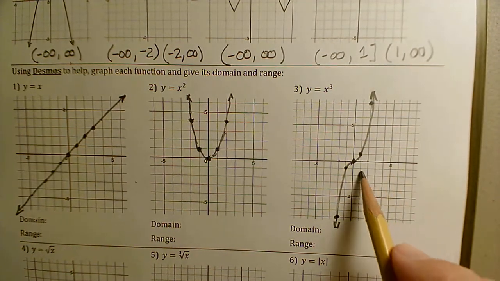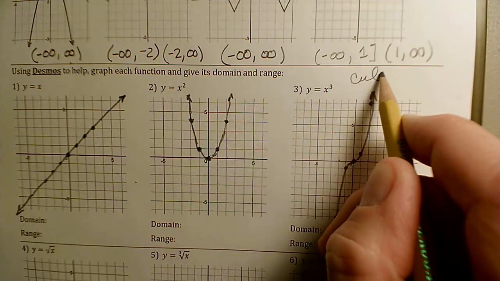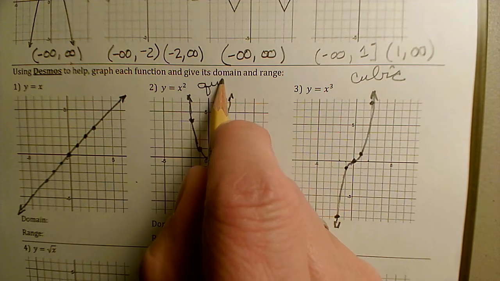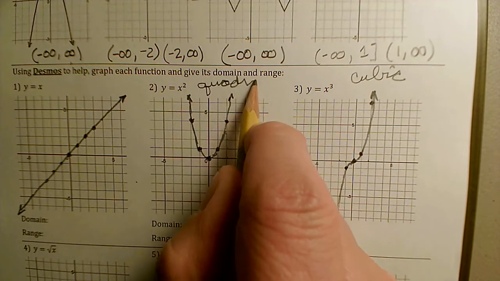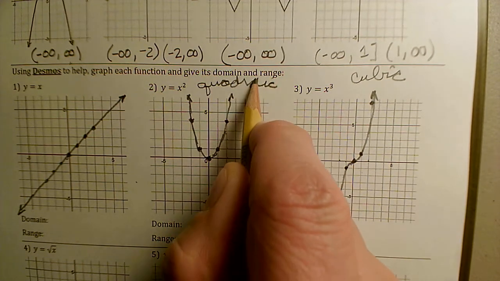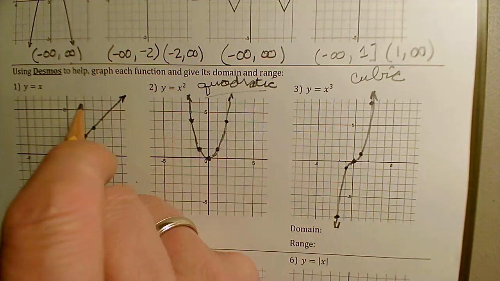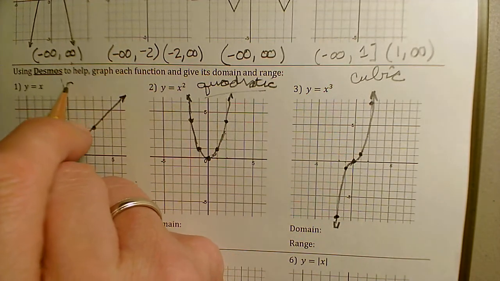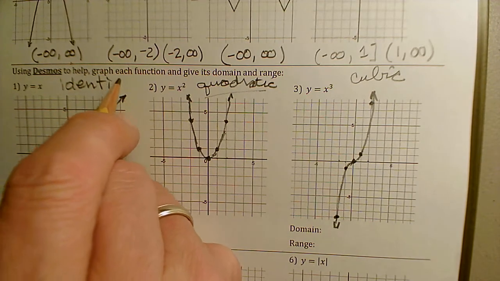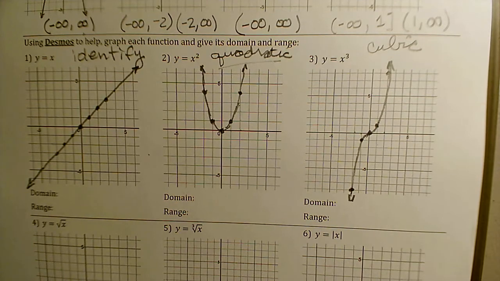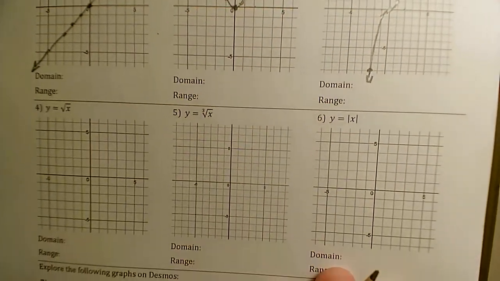This one's called a cubic. This one's a quadratic, sometimes referred to as a parabola. And this one's the identity function. Okay. All right. So now let's graph a couple more.